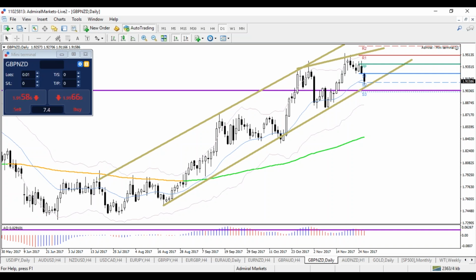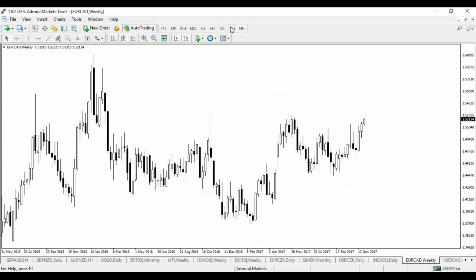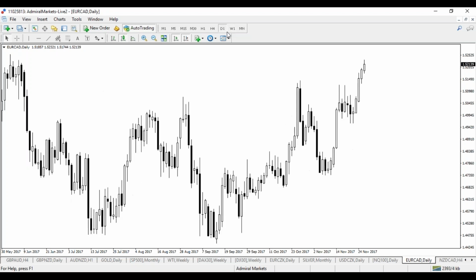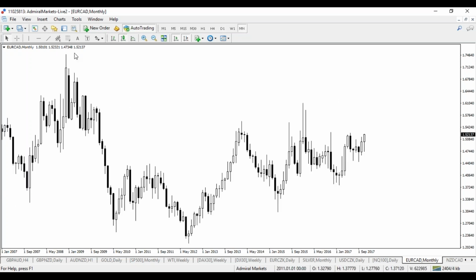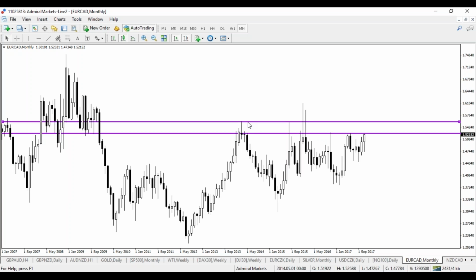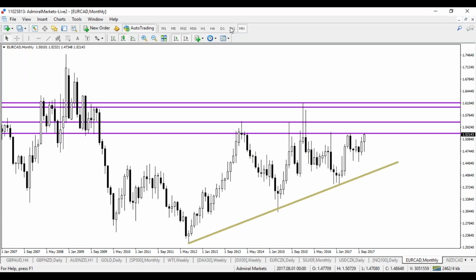EuroCAD, let's take a look. There we go. There's the EuroCAD. All right, flipping through some of these charts. These are some big resistance levels close by. All right. We do have higher lows, though, and it looks like an ascending wedge.